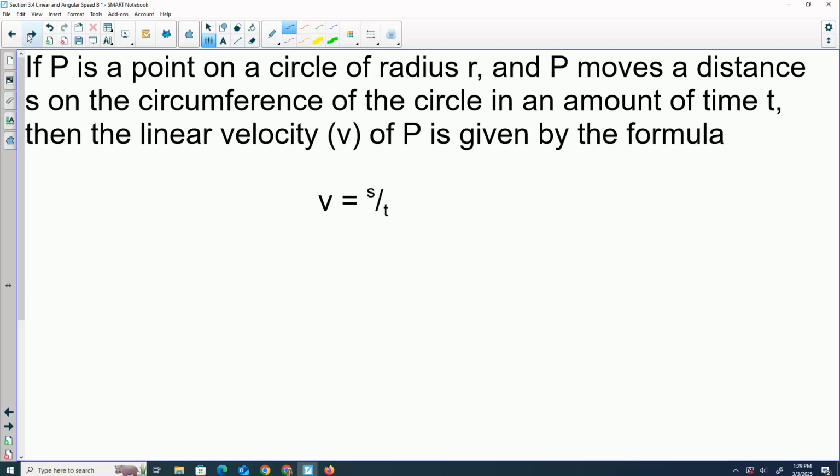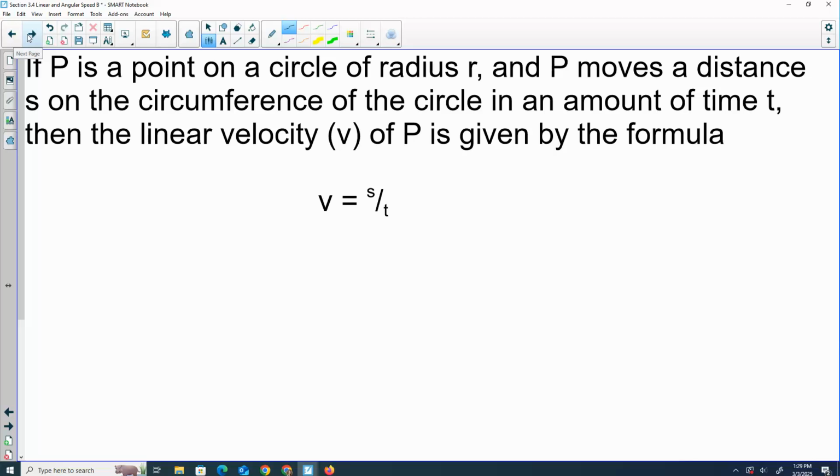So we are looking at linear and angular velocity. So a couple more formulas. So far we have S equals R theta and the area of a circle sector, A equals 1/2 R squared theta. I am adding a few more formulas today. These are all common formulas in trig.